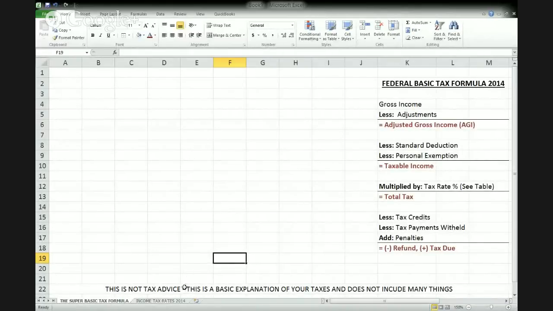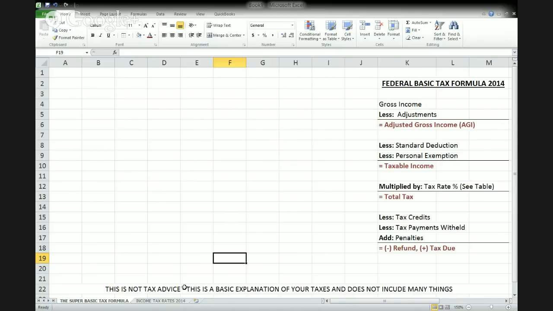What we're going to try to accomplish today is a quick review of how your taxes are calculated in the United States. This is by no means any tax advice or any complete explanation of what happens on your tax return, but rather a quick way of figuring out pretty much what 80% of your tax return looks like.